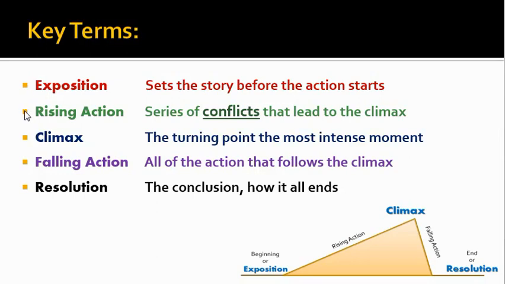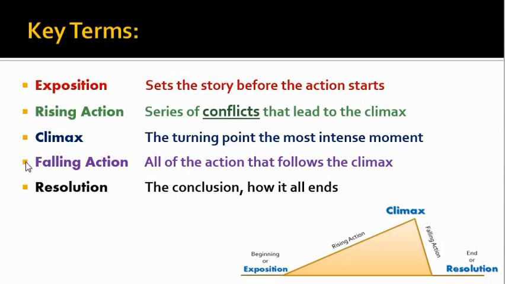Then as we read on, we're going to come to rising action. Here's where we see the conflict coming in. Every good story has some conflict, something that needs to be resolved, whether it's man versus self, man versus man, or man versus nature. All of that conflict will lead to the climax. That's the turning point where a decision has been made or an action takes place that changes the entire story.